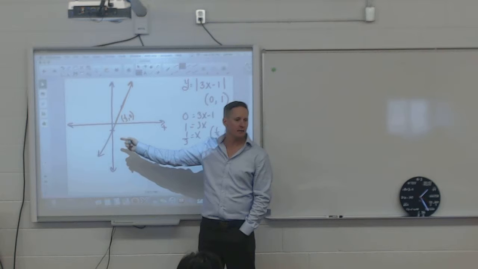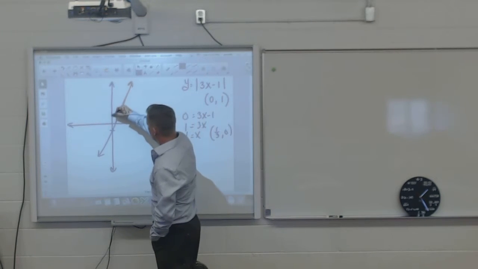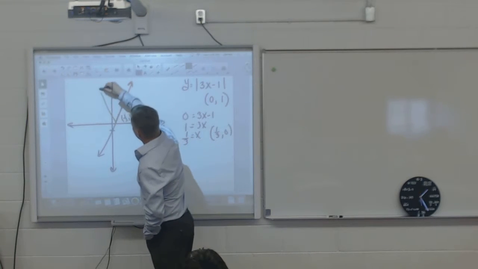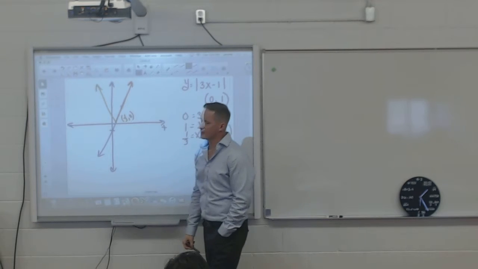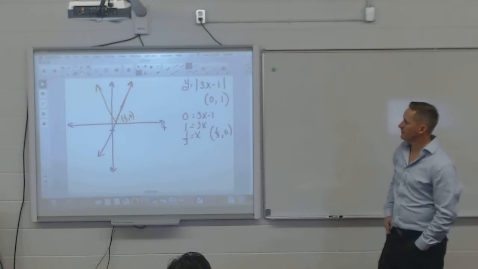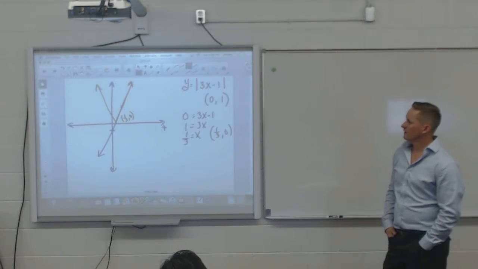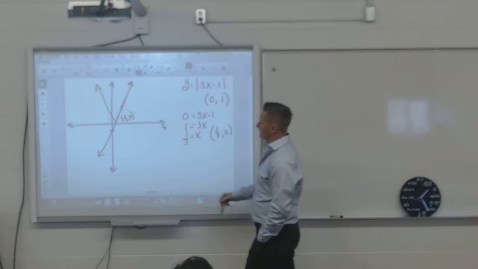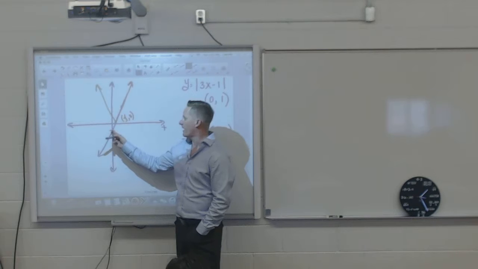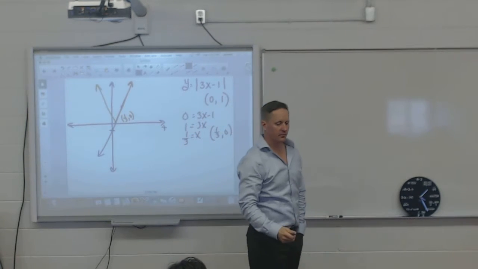What do I do with this guy? I just flip it up. So it's going to go through right here. I'll do that in green. There we go. There's my graph. The absolute value of 0 is 0, so it stays right there. The absolute value of negative 1 is positive 1, so you flip it and you go through that.